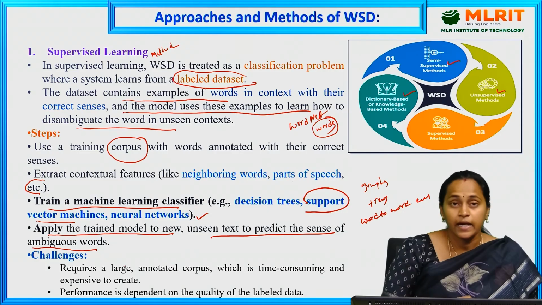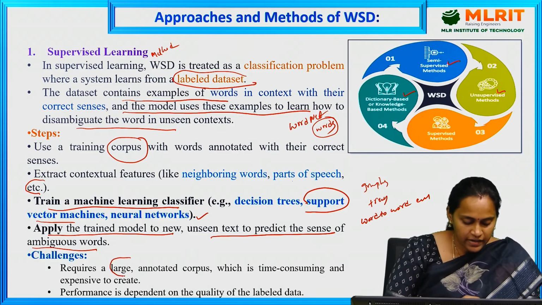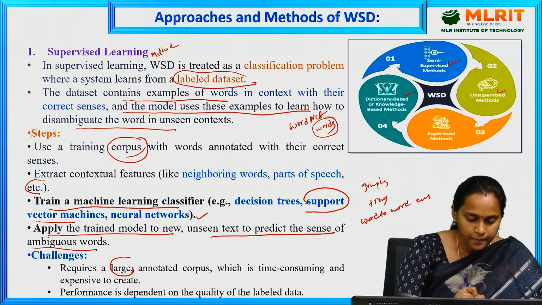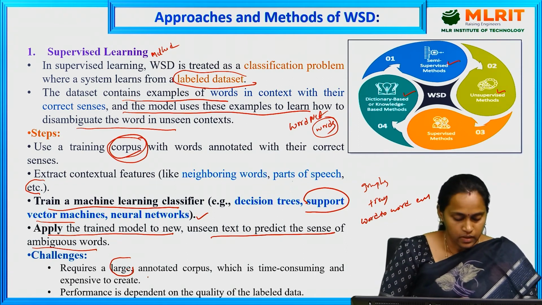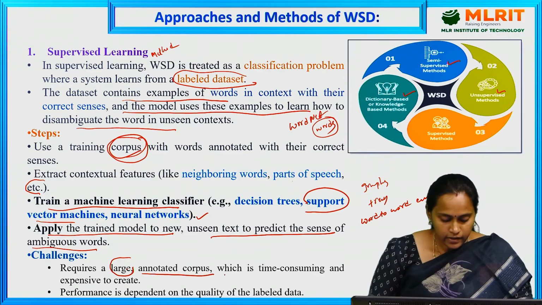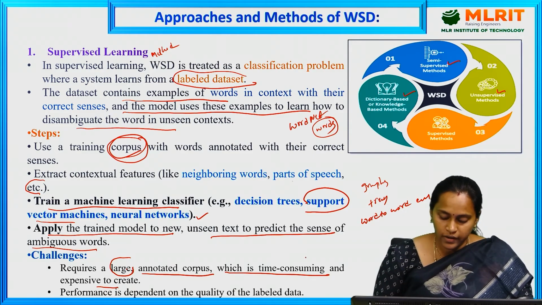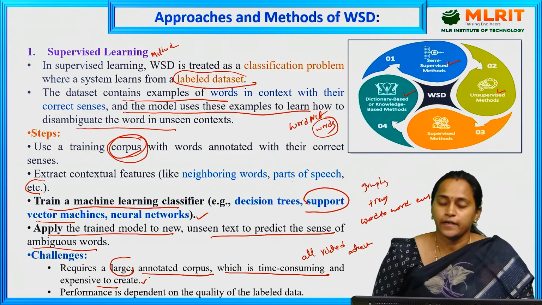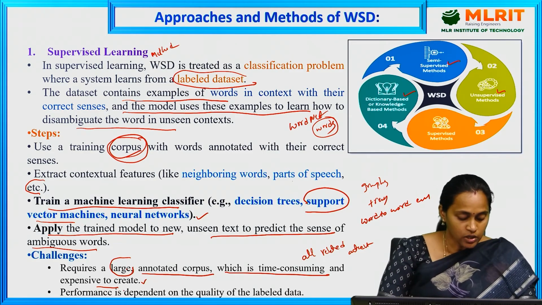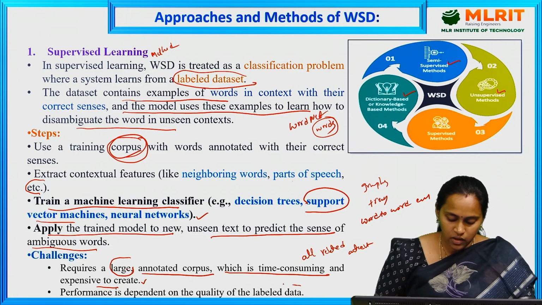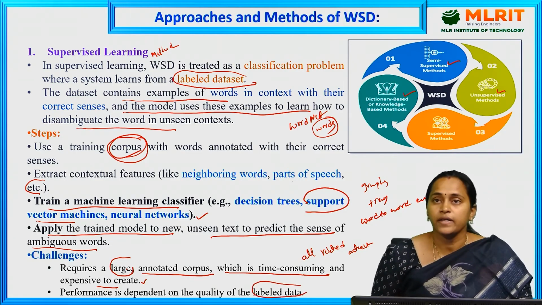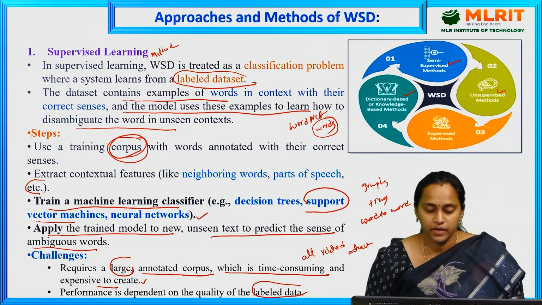What is the first one? Whenever we are creating data sets, it requires a large annotated corpus. Corpus means data set, and this data is time consuming and expensive to create. That means it is costly. Performance is dependent on the quality of the labeled data. Based on the quality of the data, the results will be retrieved.